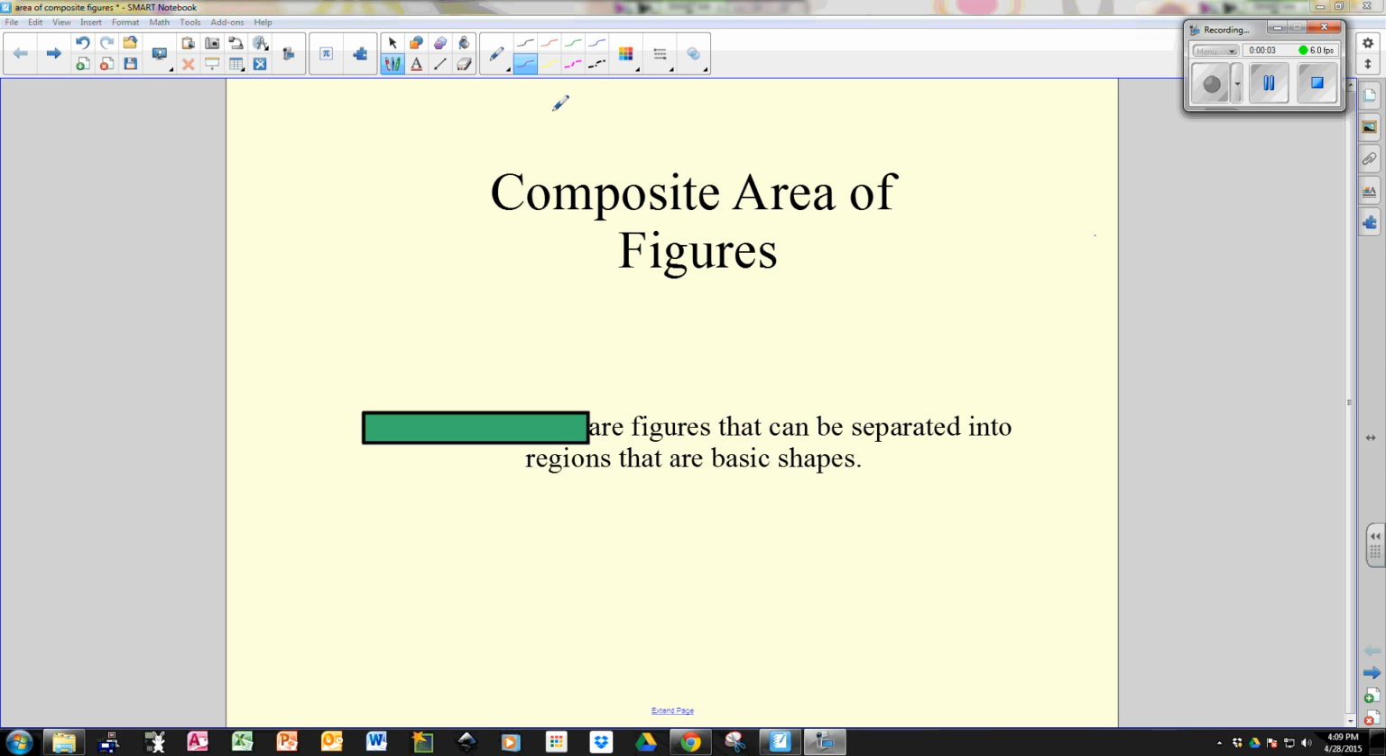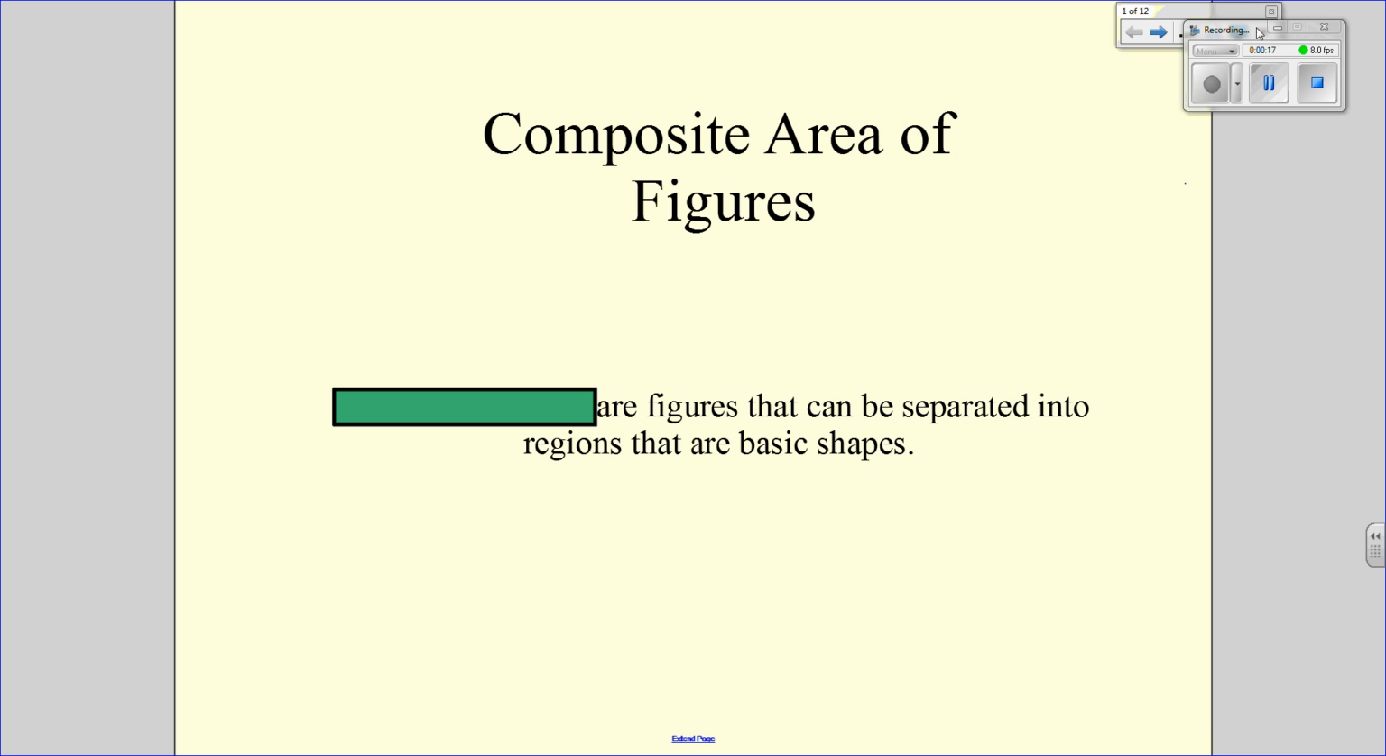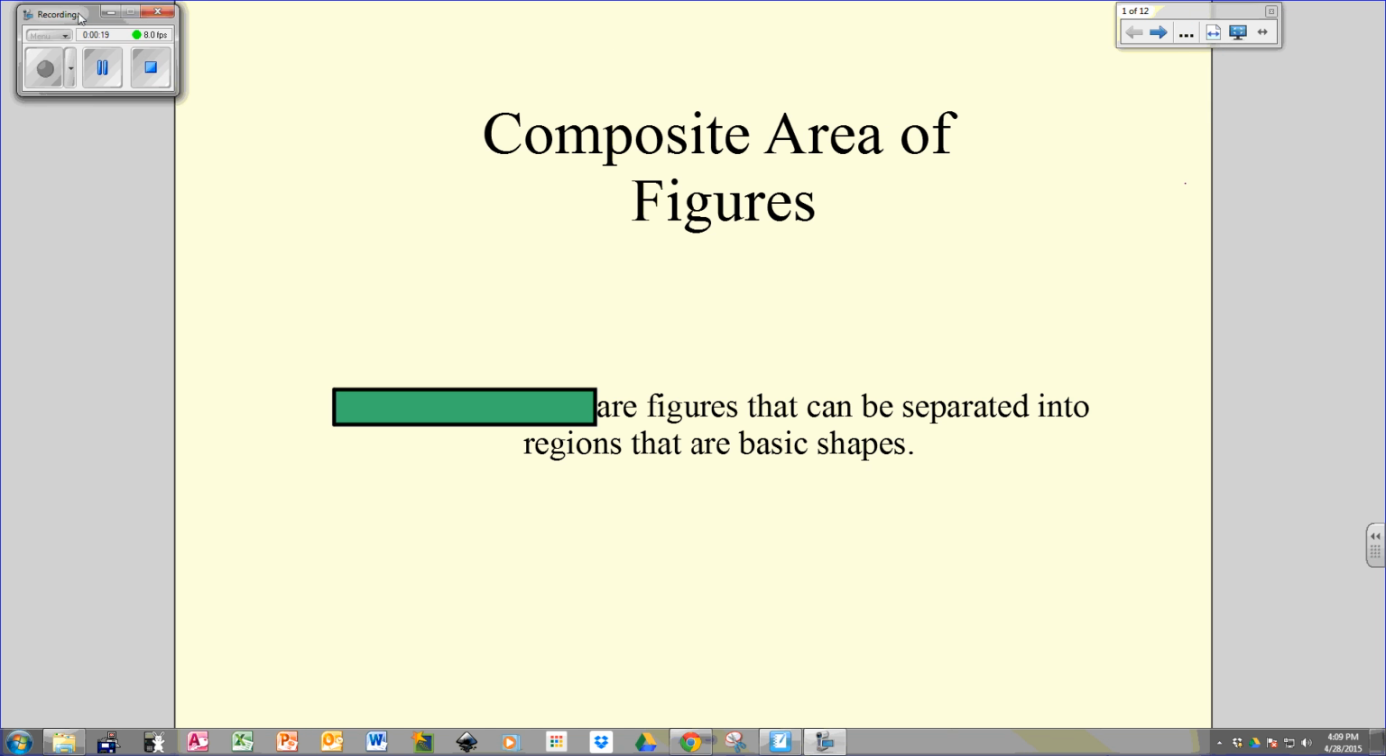Okay, so today we're still finding area, but we're going to do composite figures. And that basically is just taking everything we've been doing and putting it all together. So let's go to full screen. Let's slide this over here.